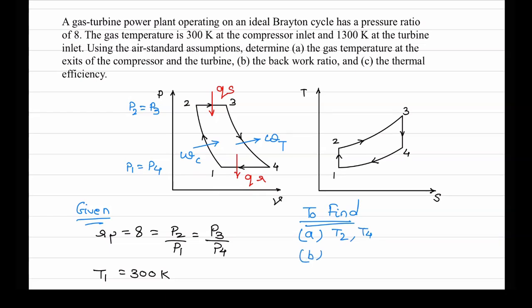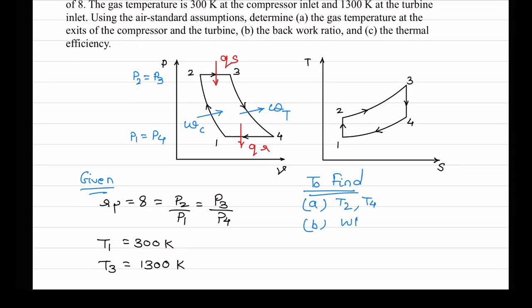Next, question B, we have to find the back work ratio. What do you mean by that? Here you can observe turbine work is more and compressor work is also more, and part of the turbine work is sent back to the compressor. So we have to find WRB, the back work ratio, and it is given by the equation compressor work upon turbine work. So I'll write down WRB, back work ratio. And the last question which we have to find is the thermal efficiency of the Brayton cycle. So question C, efficiency of the Brayton cycle we have to find.